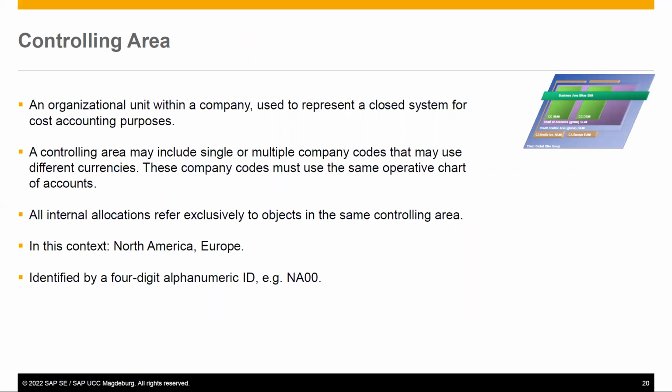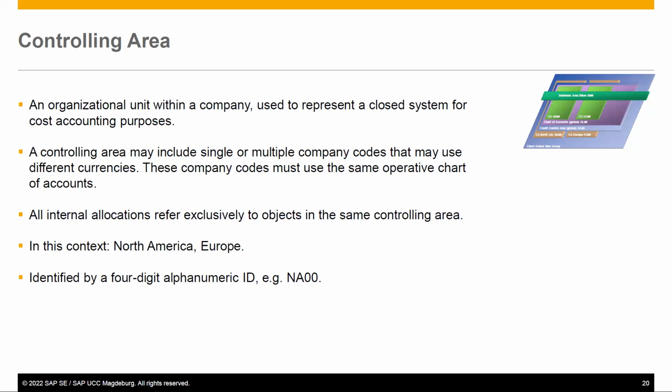This controlling area is only for cost accounting. So it is only for internal accounting purposes, not for external accounting purposes. For external accounting purposes, we have the company code. But the controlling area is an organizational unit, a closed system for internal accounting or cost accounting. This controlling area can have one company code, or it may have more than one company code.